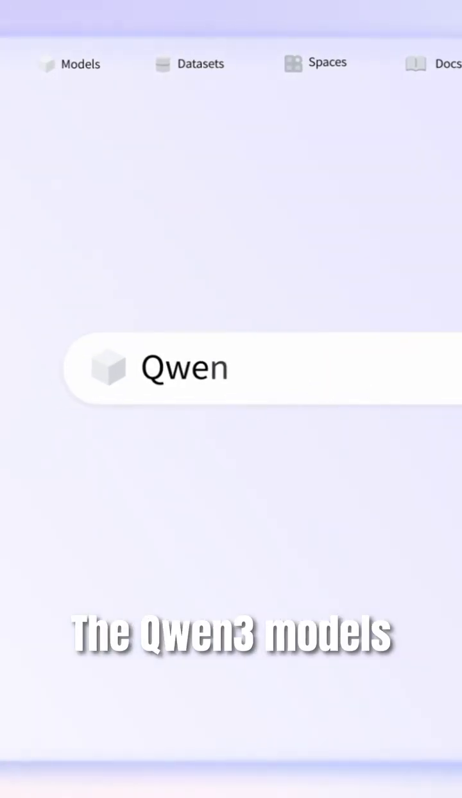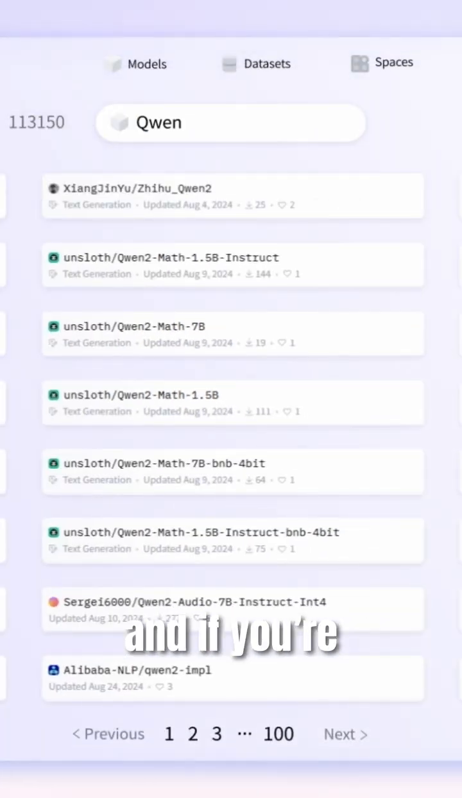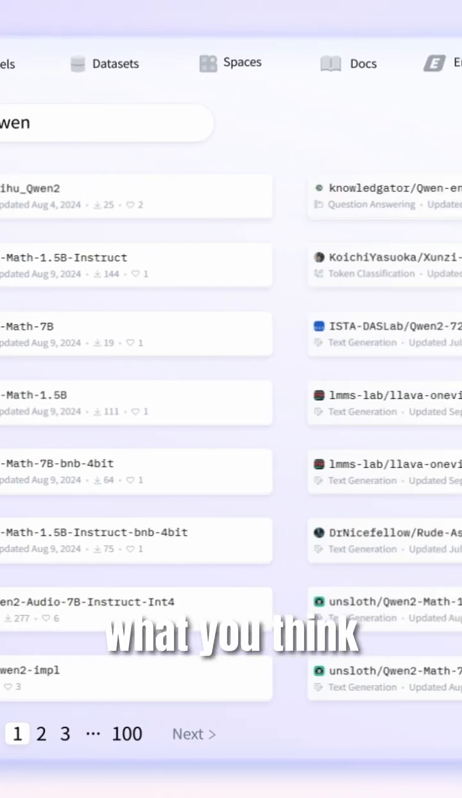The Qwen 3 models have already been downloaded by millions of global developers, and if you're one of them, please let us know what you think.